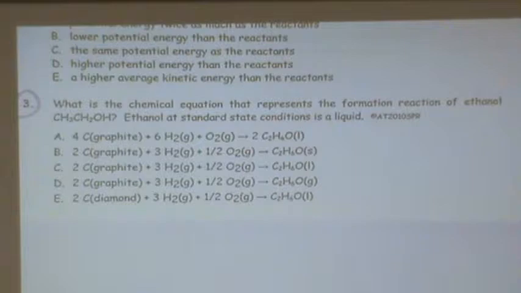For the number 3, we talk about the formation reaction, and we should remember the definition, right? Formation reaction of a compound is a chemical equation that has the reactants in their most thermodynamically stable form as elements, and the compound is in its most thermodynamically stable form, and it's 1 mole. When you balance it, you have to have 1 mole of product, okay? So, first one goes immediately out because it's 2, it should be 1, okay?